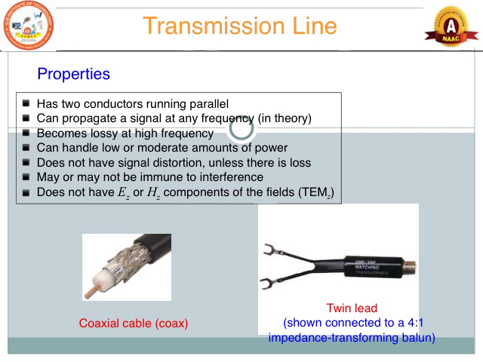Let us repeat the properties again. First and foremost, the transmission line has two conductors running in parallel. Second, it can propagate a signal at any frequency. Third, it becomes lossy at high frequency. Fourth, it can handle low or moderate amounts of power. And fifth, it does not have signal distortion unless there is some loss, it may or may not be immune to interference, and it does not have Ez or Hz components of the fields.